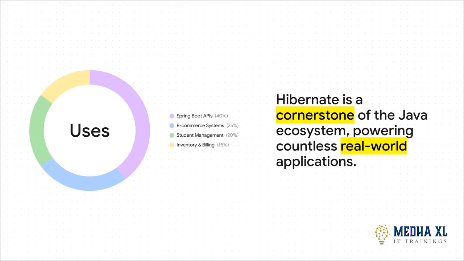And this isn't just some academic tool, you know? Hibernate is an absolute cornerstone of the Java ecosystem. It's the default choice in Spring Boot, powering countless REST APIs. It's used everywhere, from huge e-commerce platforms to internal student management and billing systems. It's battle-tested, mature, and incredibly reliable.